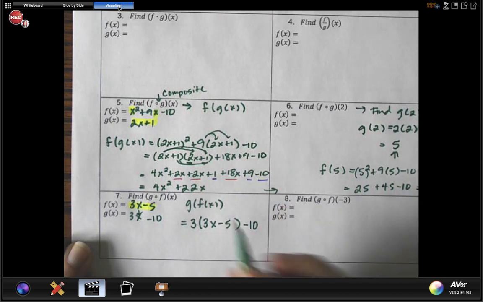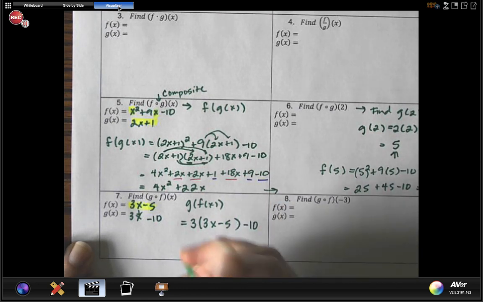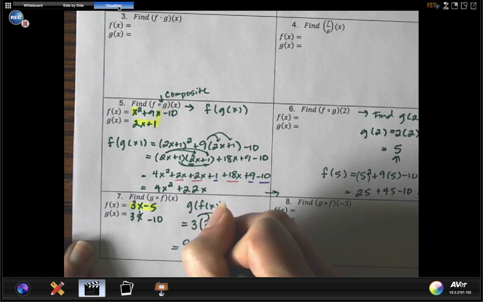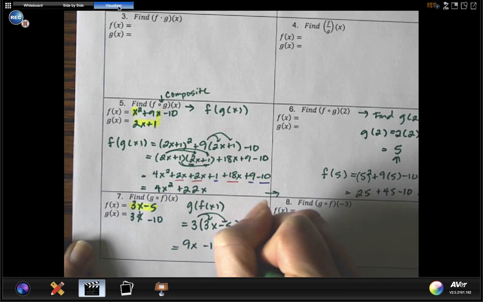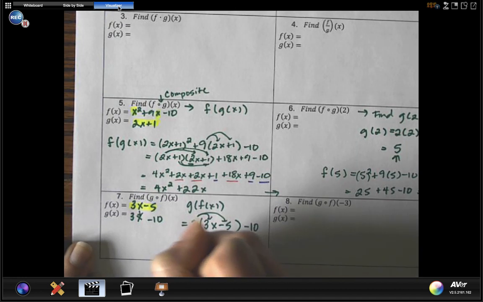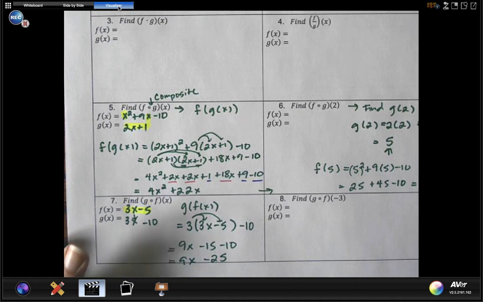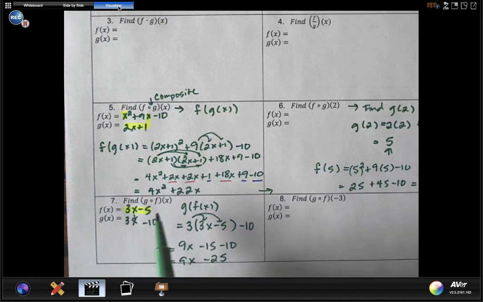And then just like I did above, I'm going to distribute and simplify. Distribute the 3, that would give me 9x minus 15, and then minus 10. If I combine like terms, I would get 9x minus 25. Since there's an x right here, I'm not changing this to a number. I'm just leaving it as 9x minus 25.